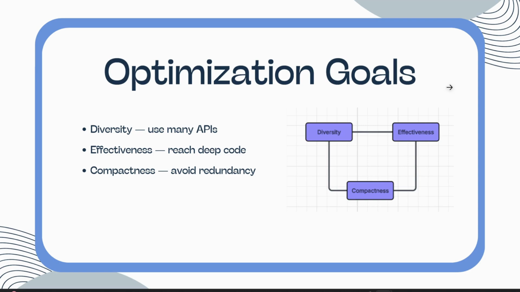The third goal is compactness. A driver should avoid unnecessary or redundant function calls. If the driver includes too many irrelevant calls, it may become inefficient or harder for the fuzzer to explore effectively. By balancing these three objectives, diversity, effectiveness, and compactness, APICraft can generate fuzz drivers that explore the library thoroughly while remaining efficient.